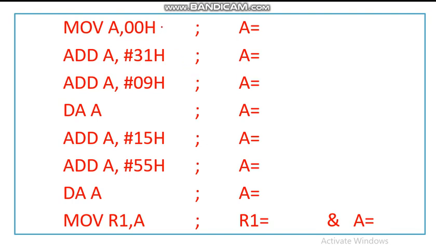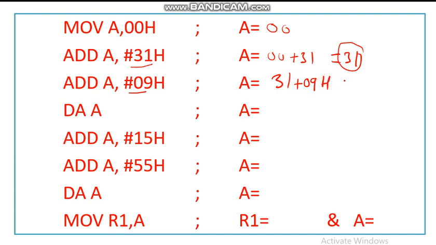So let A equal 00. In A here we have 00. Here ADD A,#31 is given, so it will be 00 plus 31, answer equal to 31 in A itself. Now here ADD A,#09 is given. So content of A is what? It is 31 now. So 31 plus 09H, the answer will be 3AH. But when we write the instruction DAA, it will make it 40.